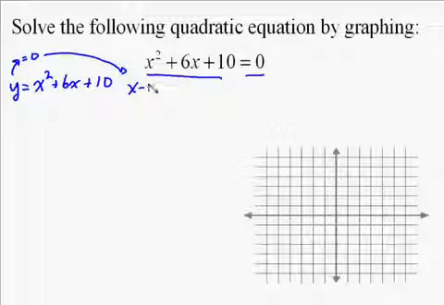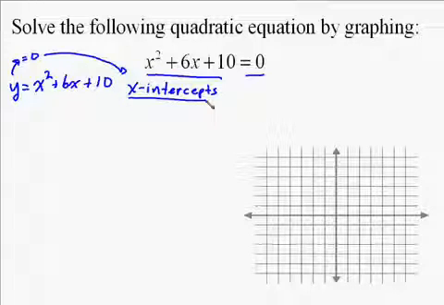Well, that's a very specific place, and that is the x-intercepts. So what you do is you graph your quadratic equation, or your parabola, as we call them, and look for the x-intercepts. That's the goal. So we've got to go about graphing this quadratic equation, and then once we do that, we identify the x-intercepts.